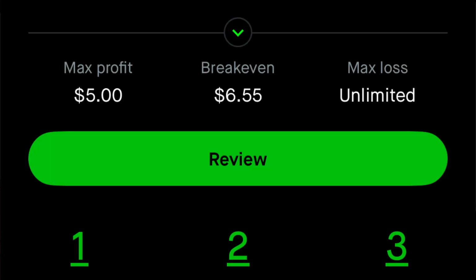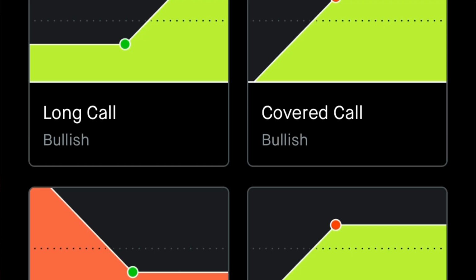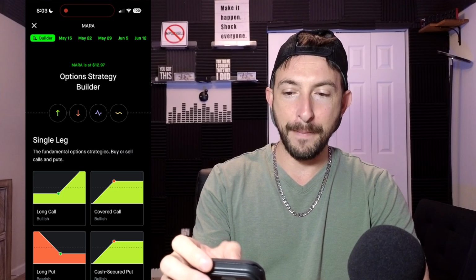So we go to any stock. I'm going to do Mara. This is one that I trade a lot of options on. Then we go to trade options. And then we have May 15th. So today is the 9th. I'm filming this on the Saturday. It's going to look a lot different during trading hours and depending on what day and the price of the stock. This is just an example to show you the features.